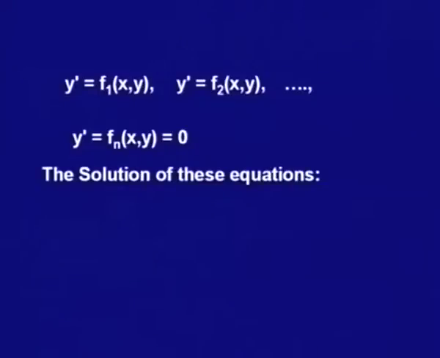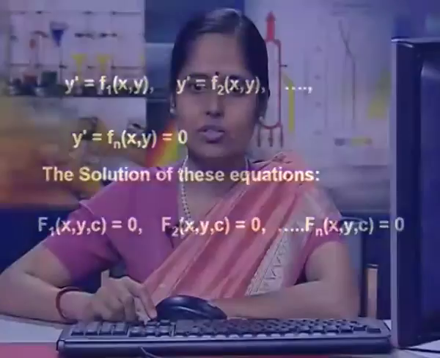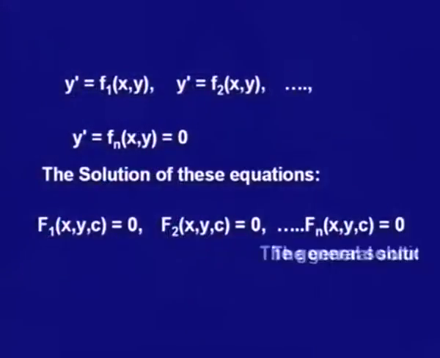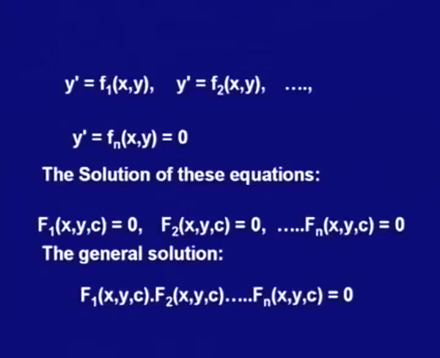Let us say the solutions of these, because we had already learned solving first order equations, are f1 of x, y, c is equal to 0, f2 of x, y, c is equal to 0 and so on, fn of x, y, c is equal to 0. These solutions here are written in the implicit form, that is, there would be some function of x, y, and of course, they would contain c. Then the general solution we would write as the product of all these functions equated to 0, that is f1 of x, y, c times f2 of x, y, c and so on multiplied till fn of x, y, c is equal to 0.